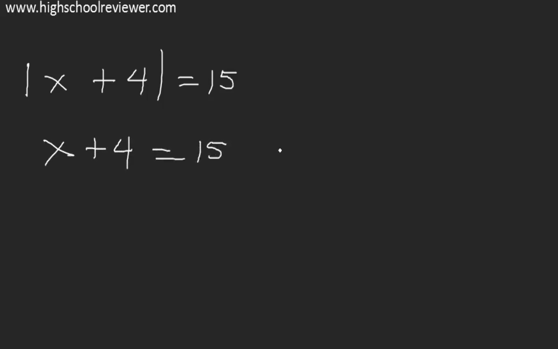Okay, so another example. We will have here the absolute value of x plus 4 equals positive 15. So taking the absolute value sign, this will become x plus 4 equals 15, and we will also have x plus 4 equals negative 15. So there will be two values for x.